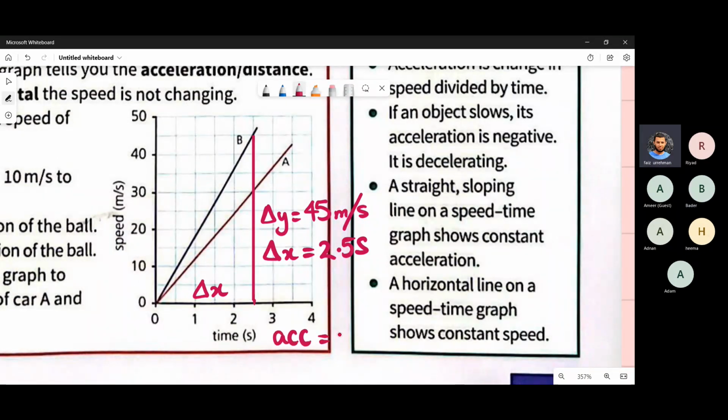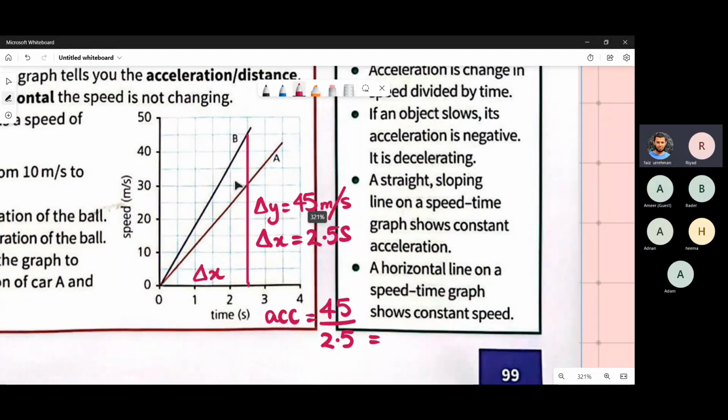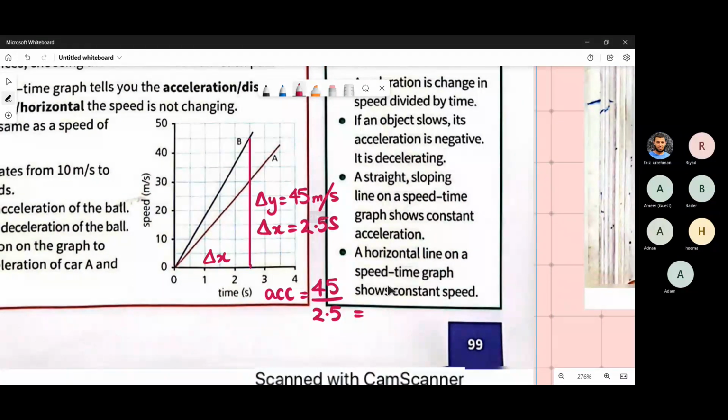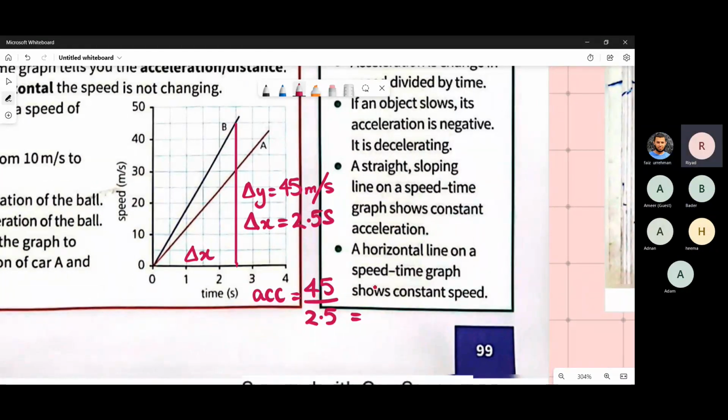Acceleration will be how much? 45 divided by 2.5. Use the calculator and tell me the answer. 45 divided by 2.5: 18. Yes, 18. And what will be the unit? Meter per second square.